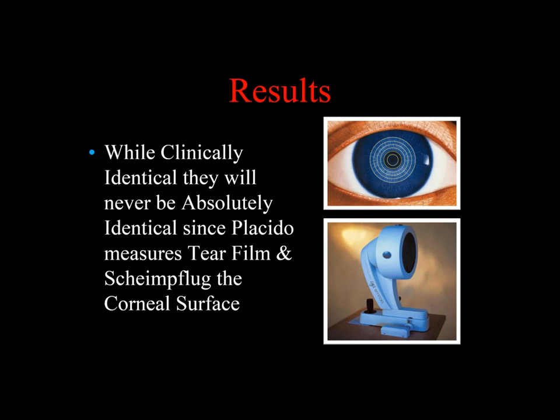So there's a slight difference. One is reflecting off the tear film. One is actually doing an optical cross-section of the anterior corneal surface. But clinically, as I showed you, they're effectively the same. Also, if you look at that little schematic on the upper right, that is about the area of coverage that you will get on a Placido system, which represents, at best, about 50% of the corneal surface.